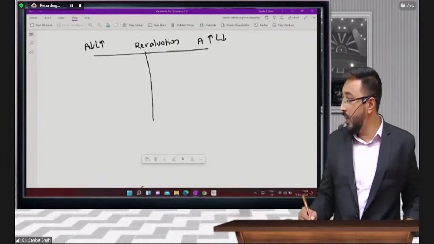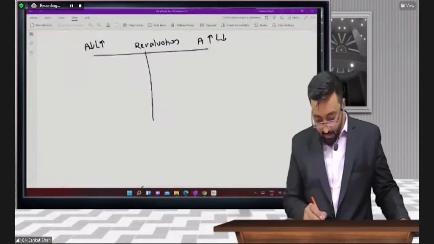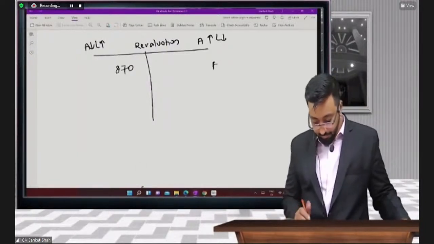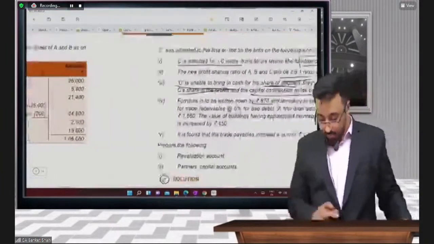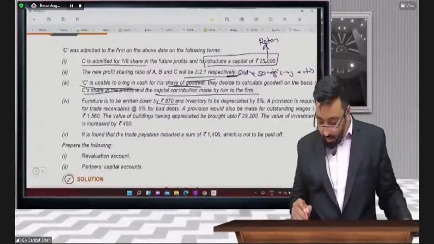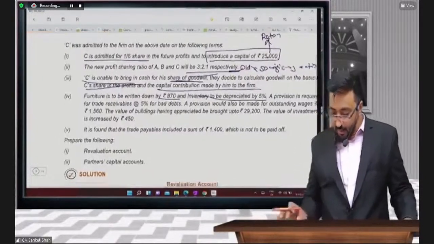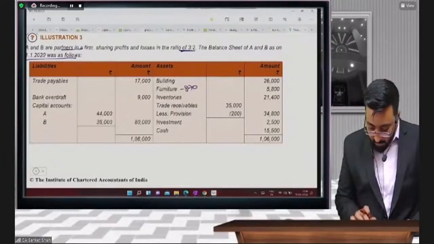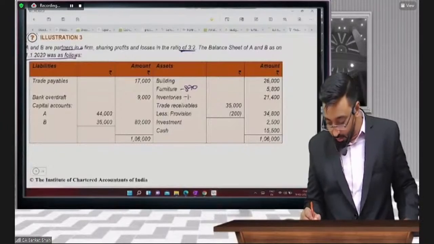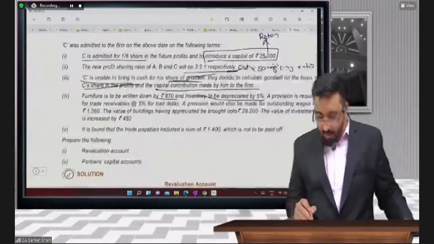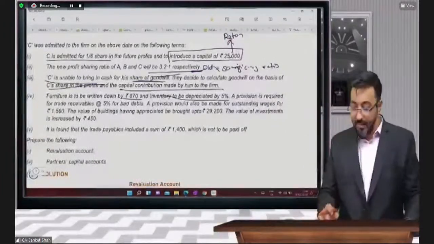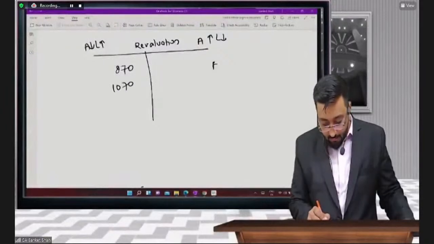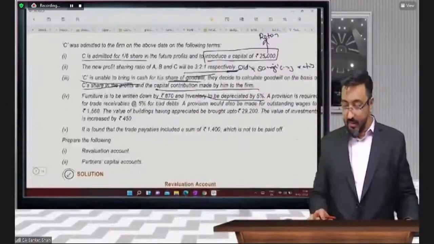Yes. Here, what is the amount, sir? 870 on the debit side, sir. चलो कोई बात नहीं. 870 हो गया. Inventory to be depreciated by 5%. Inventory कितनी छे? Inventory 21,400. 21,400 का कितना परसेंट? 5%. चलो कितना लिखेंगे? 1070 सर. 1070 लिख दिया. And on the debit side of revaluation account, this is a second effect. Okay, reduce it from the asset, and here it is a second effect.